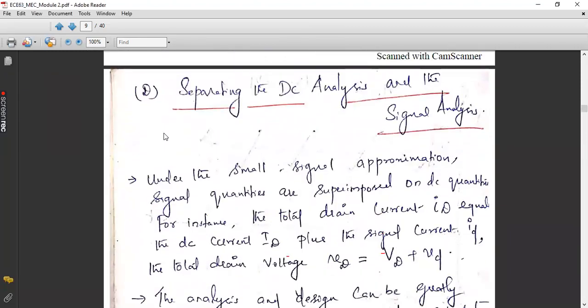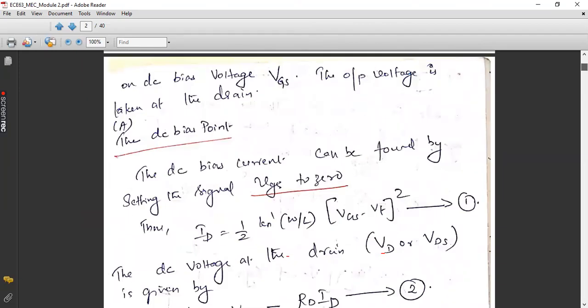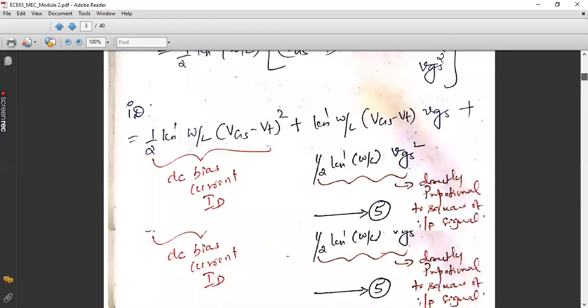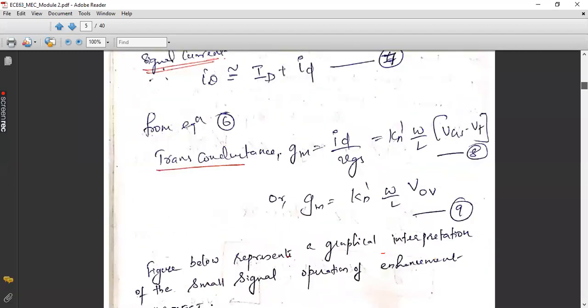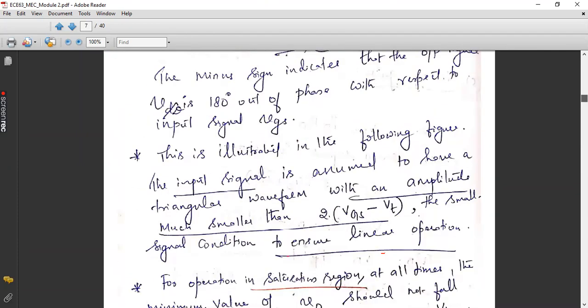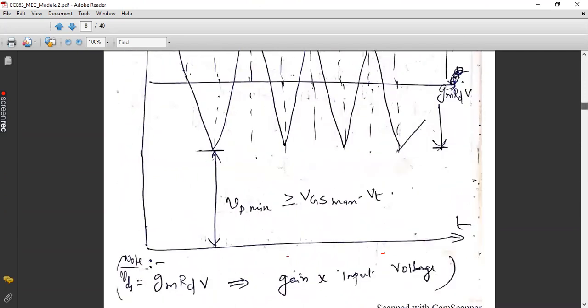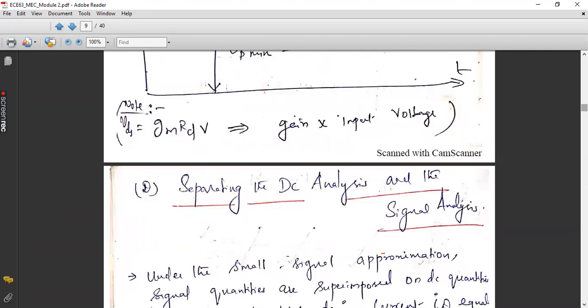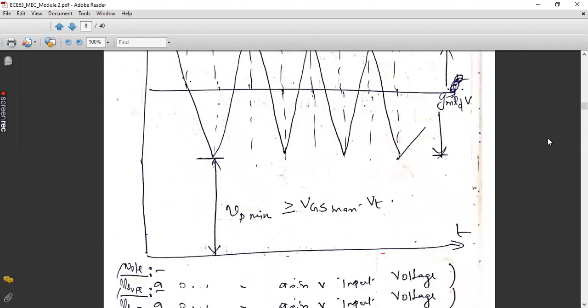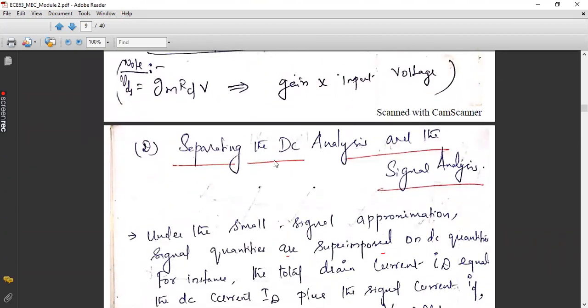Separating the DC analysis and the signal analysis. So till now in this second module, what we have learned is how to write the expression for signal current, how to fix a DC bias point, what is the condition to be satisfied for suppressing the nonlinear distortion of an amplifier, then the derivation of voltage gain, and how to draw your output waveform of an amplifier corresponding to your input. So these were the considerations till now. Now we will deal with separating the DC analysis and the signal analysis.